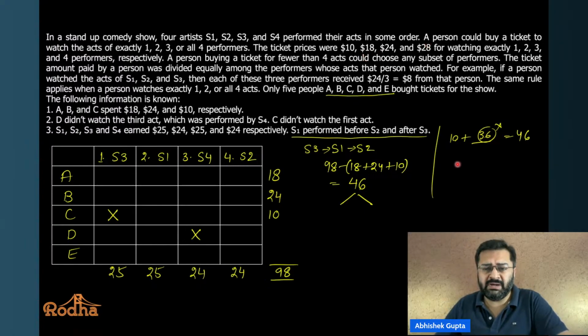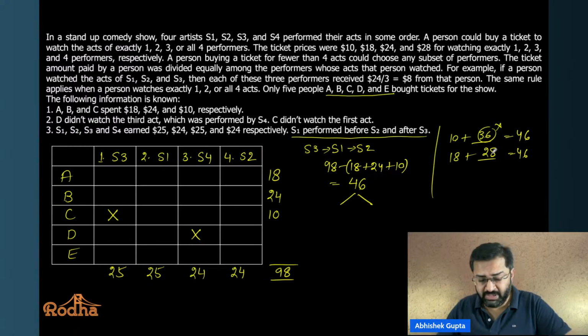Can 18 be a part? Yes, 18 can be a part. 18 plus what would give you 46? 18 plus 28, right? So 18 plus 28, what do you have to check? Do you have a 28 here? Yes, so it looks perfect. 18, 28 combination looks perfect here.